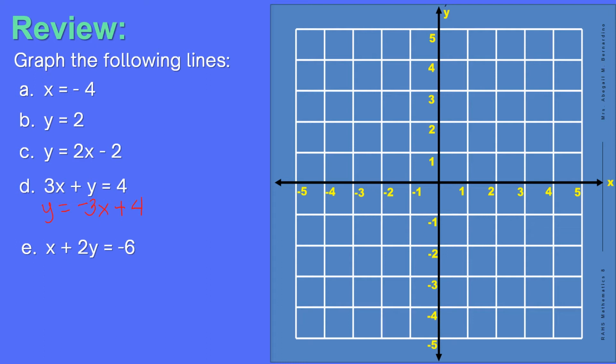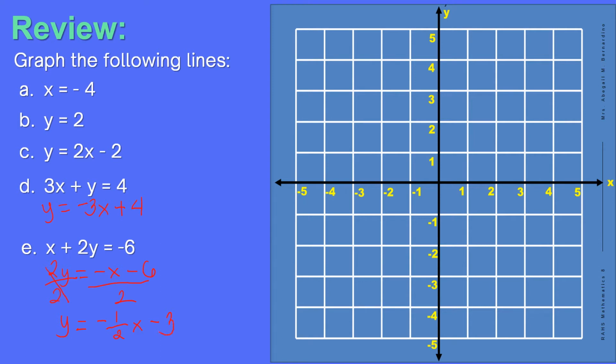And finally, we have letter E, x plus 2y equals negative 6. So once again, we're going to change it into the slope-intercept form of a line. 2y equals negative x minus 6. Then, we're going to divide both sides by positive 2. We have y equals negative 1 over 2x minus 6 divided by 2, the answer is 3.